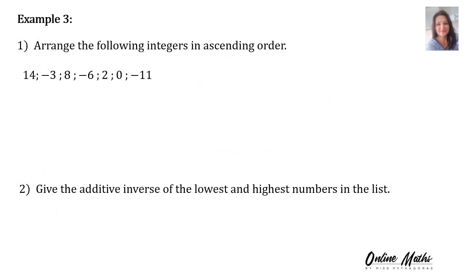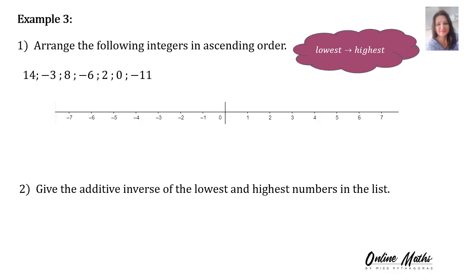Example 3. Arrange the following integers in ascending order. So what does that mean? Ascending means from the lowest number to the highest number. And then I give you a couple of numbers there. So my advice to you is make a little number line for yourself, and then you fill these numbers in on the number line.